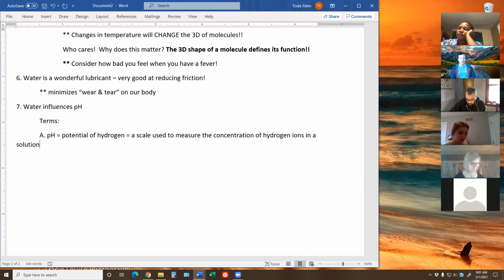Okay. A scale used to measure the concentration of hydrogen ions in a solution. And the first thing that should come up is, well, why does this matter? Why does this matter, right?